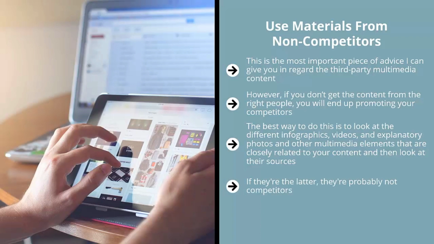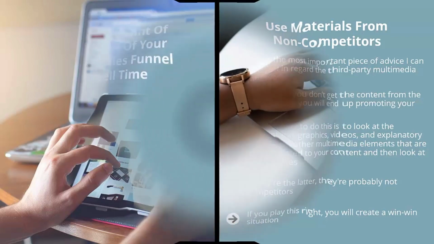They're not pushing a particular product. They're not doing a hard sell. So use their content and attribute to them. If you play this right, you will create a win-win situation. They get traffic and awareness, and you get context and excitement for your content. Everybody can win, but you need to play the game the right way.